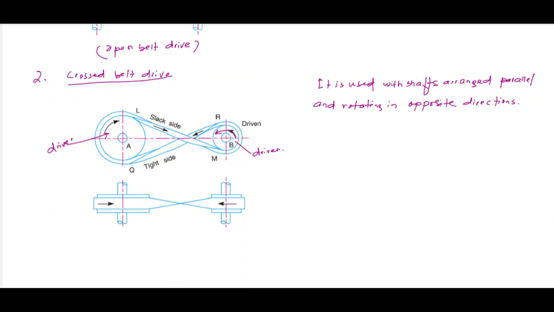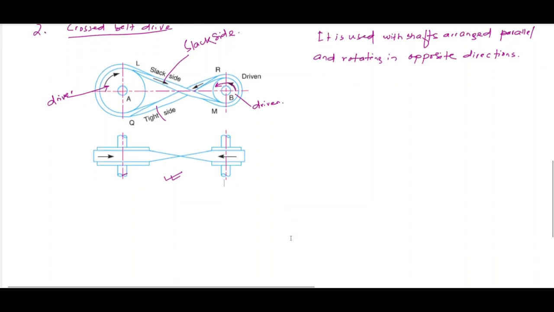In this case the driver pulls the belt from this QR side and releases it on the other side, that is the LM side. So this QR side is known as your tight side, and this LM side is known as your slack side. And this is the top view where you can see both the shafts on which pulleys are mounted and the belt is wrapped around. Now this is known as your crossed belt drive.